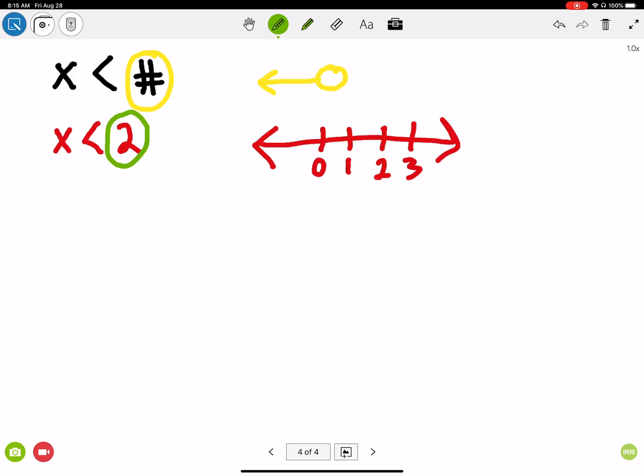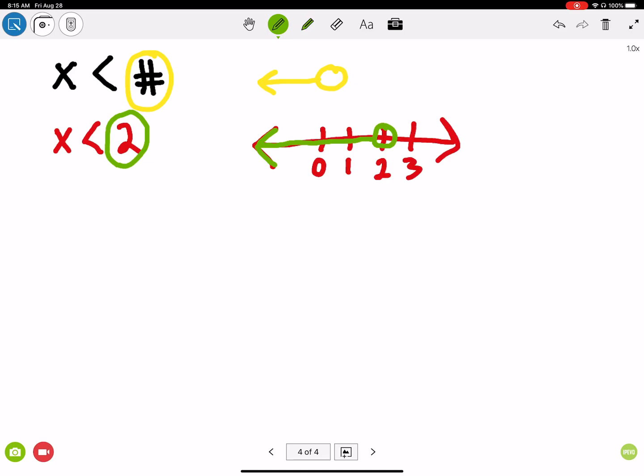And remember, it has to go on the line. So I'm going to put the open circle right here to show that x cannot be 2. And since it has to be less, all the numbers less than 2 are all to the left of 2, right? 1 is less, 0 is less, -1, -2, -3, so on and so forth. So I'm going to draw this line. And because I put an arrow at the end, that means that this is going to go on forever. Every number to the left of 2 is included.